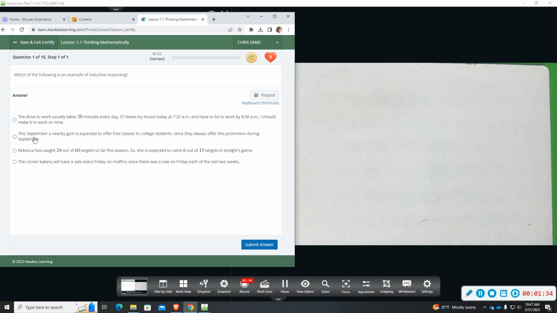This one says, this September, a nearby gym is expected to offer free classes to college students since they always offer this promotion during September. Okay, so the always tells me that this is not a guess. They know this for sure. It's like a certain thing. So this would not be inductive. So B is definitely out.